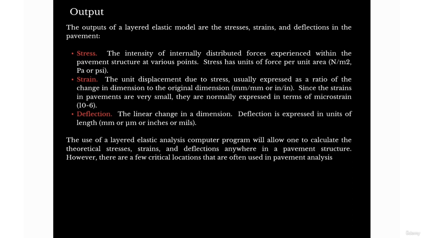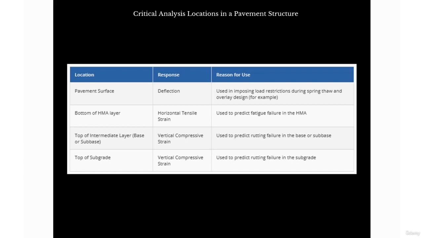And we all know that strain is the unit displacement due to stress, and it's expressed as a ratio, of course, and will normally be expressed as a microstrain. Then deflection, that's the linear change. Deflection is expressed in units of length, such as nanometers, micrometers, inches, or millimeters. The use of a layered elastic analysis computer program will allow one to calculate the theoretical stress, strain, and deflection anywhere in a pavement structure. However, there are a few critical locations that are often used in pavement analysis. There are certain points where we think the stress will act the most, and those are the points that we check for.